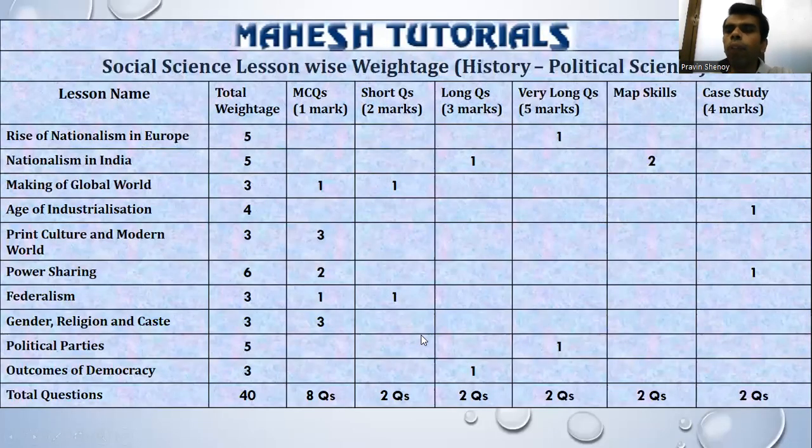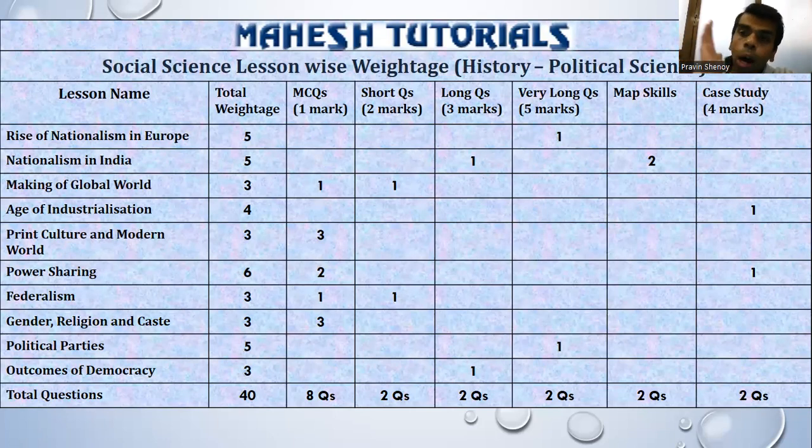Going further towards the next one, which is social studies. Now, since the number of chapters is more in social studies, what we have done over here is we have bifurcated it into two parts, the history and political science part and the geography and economics part.